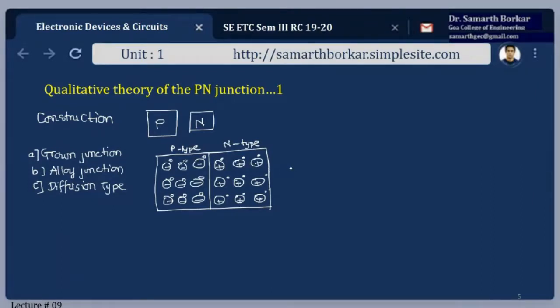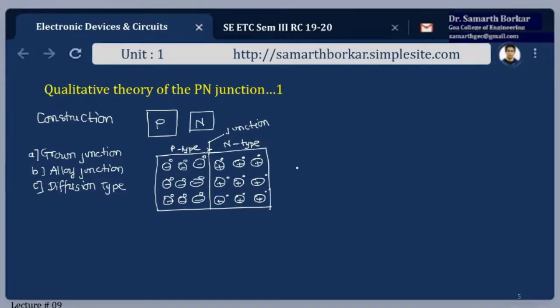Now the most important characteristics: when I join these two blocks, this meeting point is referred to as the junction. The most important characteristic of this p-n junction is its ability to conduct current in one direction only. It restrains the flow of current in the opposite direction. This is one of the most important properties of a semiconductor.